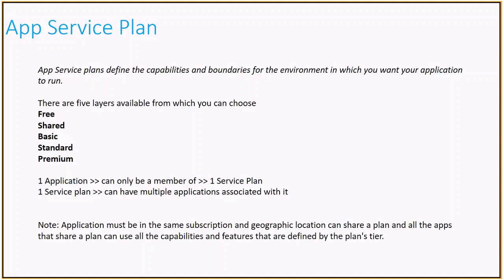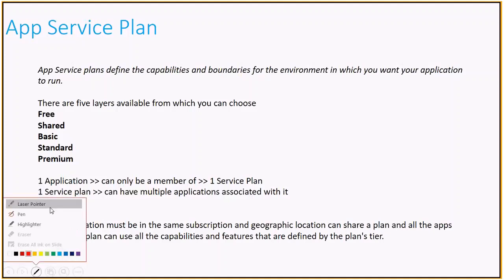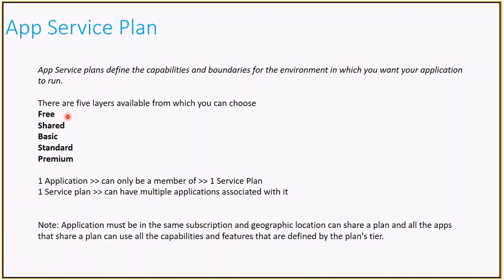What exactly is an App Service Plan? It's a logical boundary or logical concept which defines the capabilities and boundaries of an environment on which you're going to run your application. And this environment comes in these types: the free tier, shared tier, basic, standard, and premium tier.